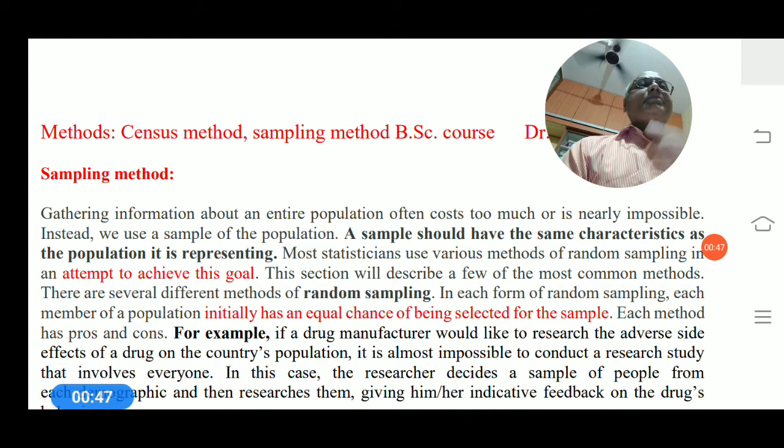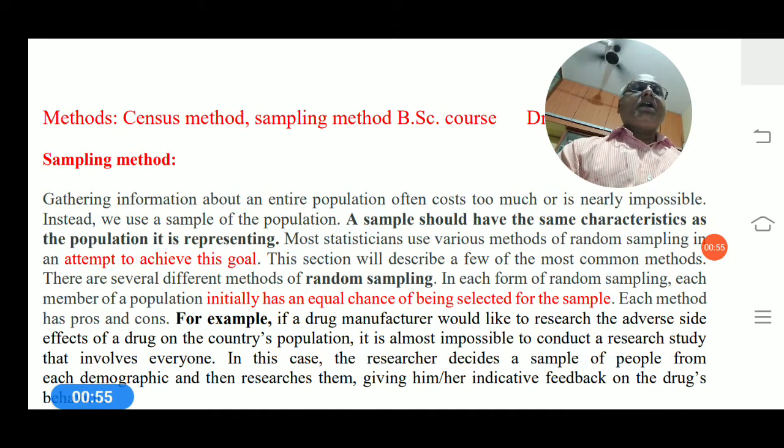A huge data set, for example the census of India, more than 130 crore people, how to calculate each and every one? Or for example a forest area that covers about 15 to 20 square kilometers, this is nearly impossible. So instead, we have to use a sample of that particular population. A sample should have the same characters as the population which it represents.